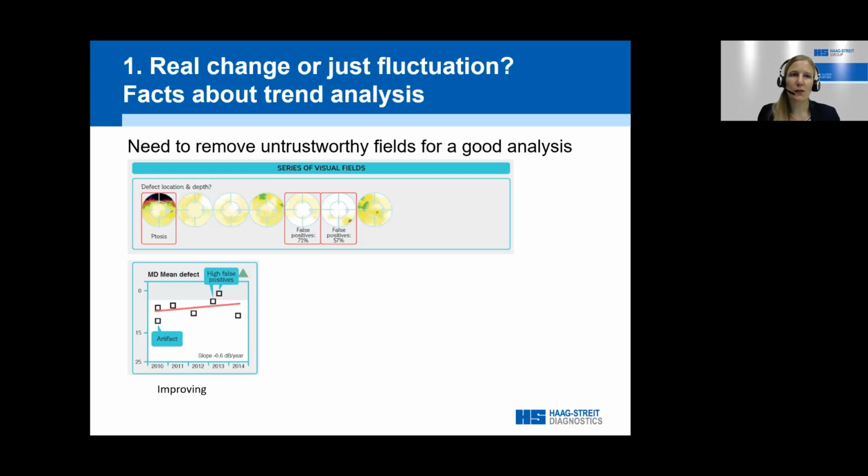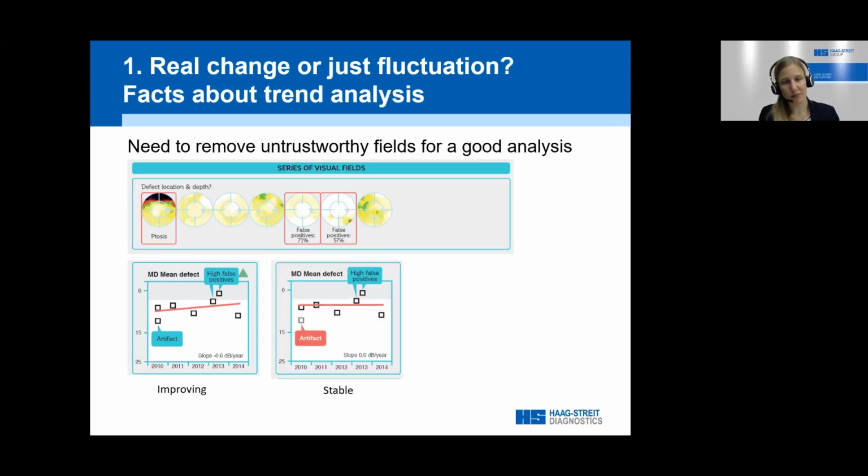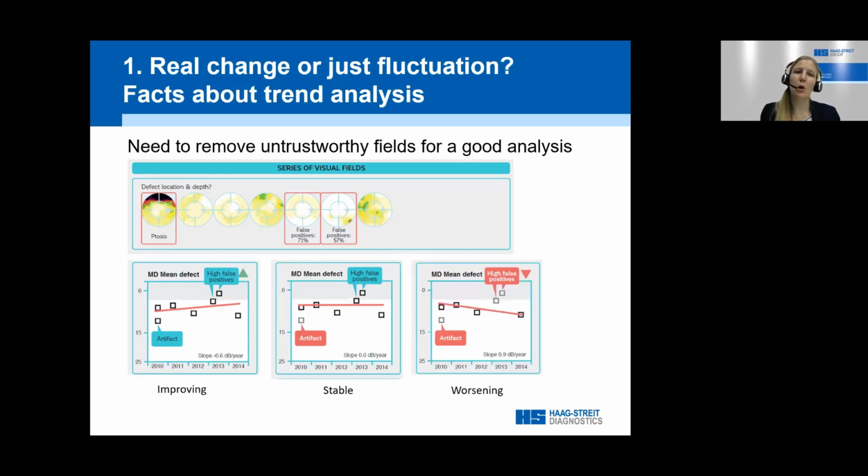The other thing is also, you need good data. So if you have artifactual visual fields, unreliable fields in your analysis, it completely tips it over. This is a very extreme case, but actually a real one. On the very left, ptosis artifacts, fifth and sixth field, super high false positives. So if you just put this into trend analysis, this actually looks like an improving series. If you remove the artifactual visual field loss, it becomes stable in the ptosis test. If you remove the other ones, only then you're actually seeing the real progression that's there.